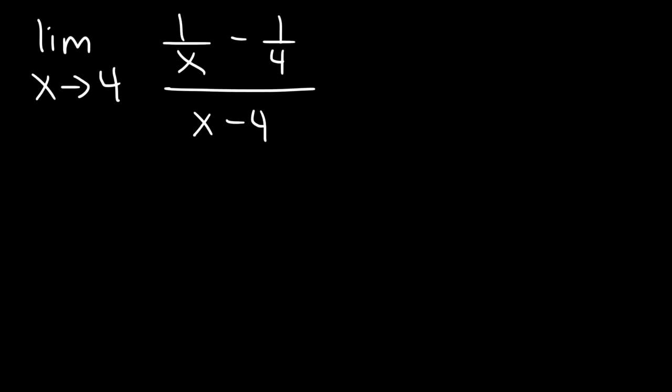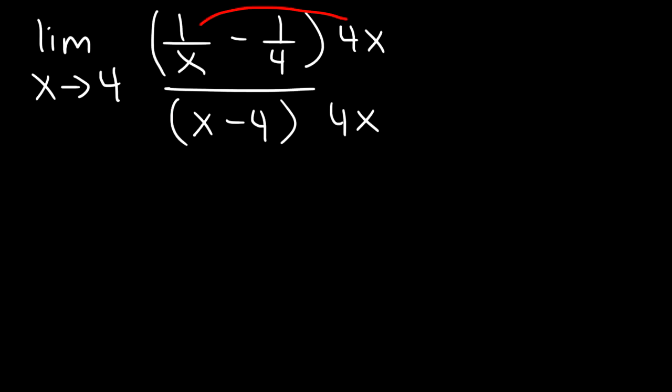But whenever you have a complex fraction, here's my recommendation. Multiply the top and the bottom by the common denominator of the smaller fractions that you see. So in this case, let's multiply the top portion of the fraction by 4x and the bottom by 4x. On top, let's distribute 4x times 1 over x. The x variables will cancel, leaving behind 4.